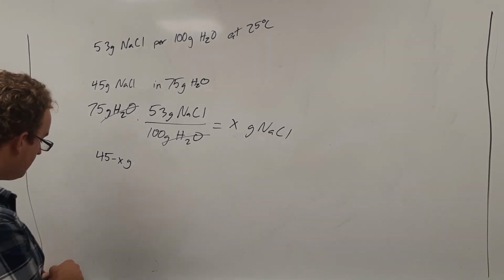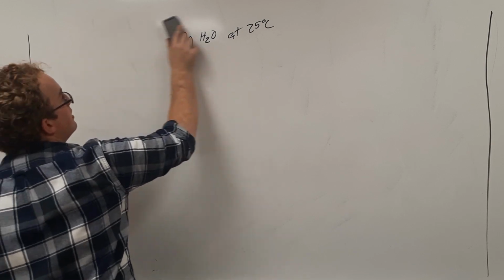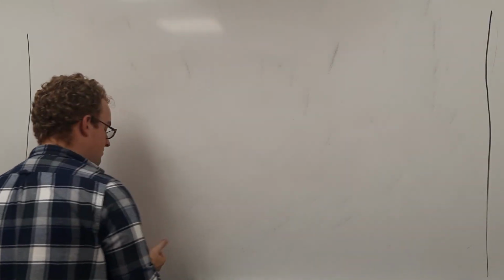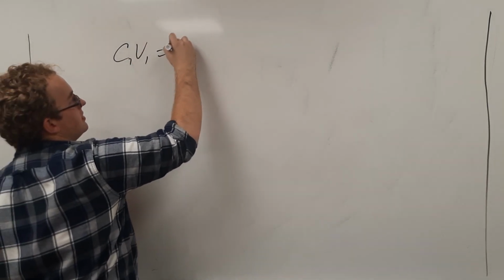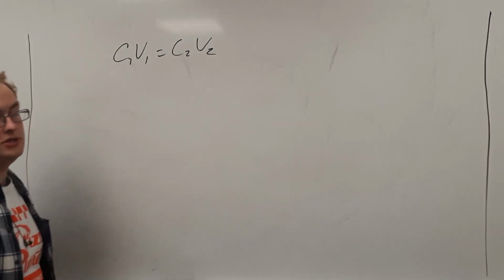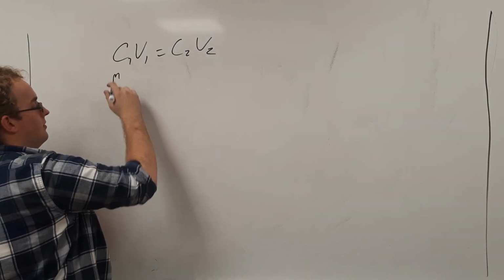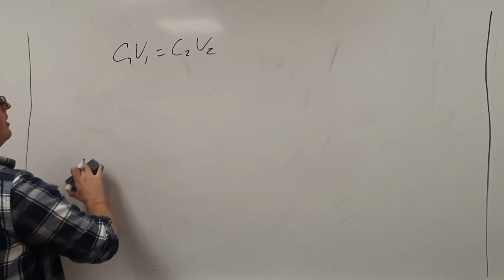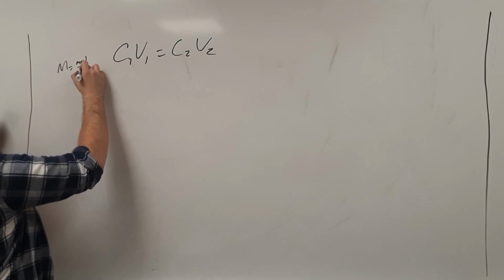Okay, let's talk about dilutions. With dilutions, there's one major equation that's really important. It's C1V1 equals C2V2. C here is your concentration values, and that's going to be in terms of molarity, which is capital M, capital M equals moles per liter.